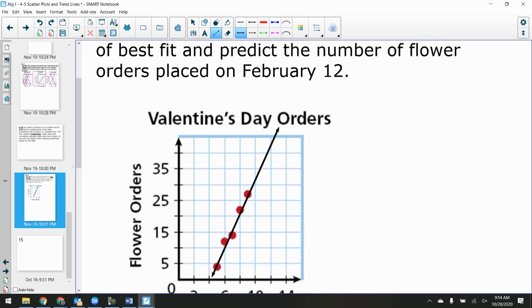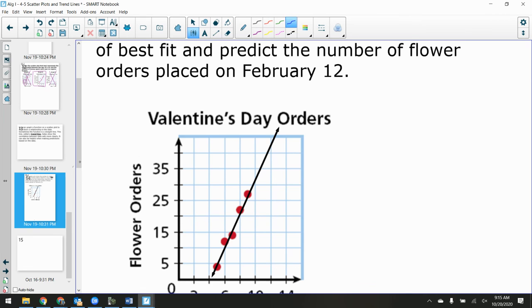Now, what would we say about my R value? 0.99. It's very close to 1, right? It's not close at all to -1. Positive 1, positive correlation.